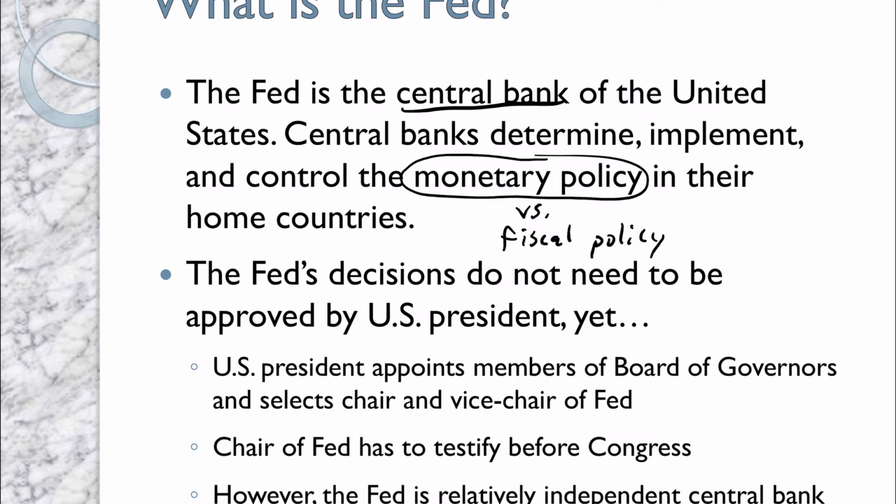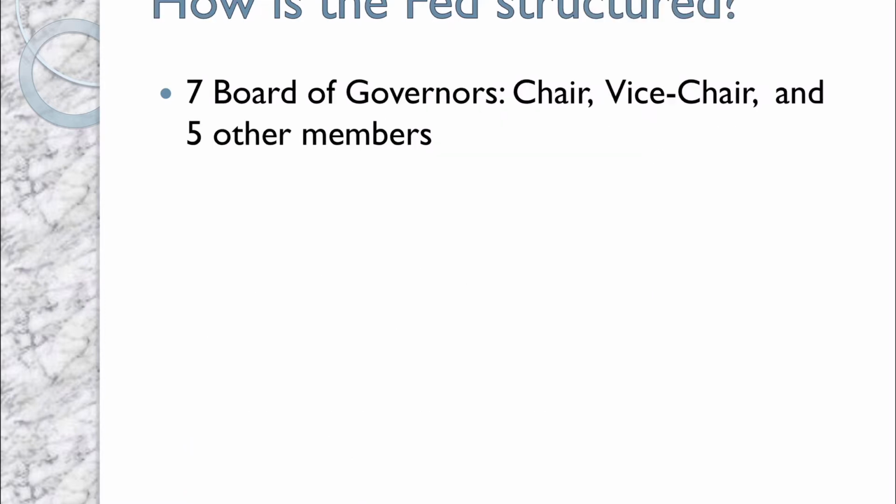Okay, fiscal policy is the use of government revenue collection and expenditures to influence the economy. So we're talking about taxes, road construction. There's a difference between monetary policy, which is money supply and interest rates, versus fiscal policy, which deals with government revenue. So let's discuss how the Fed is actually structured.